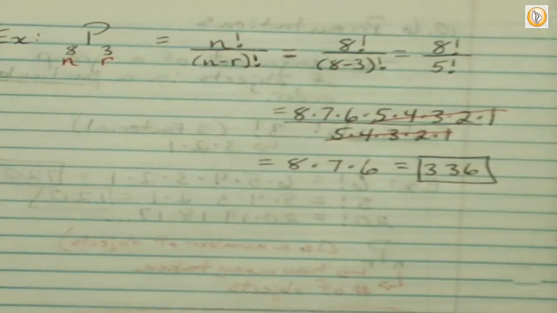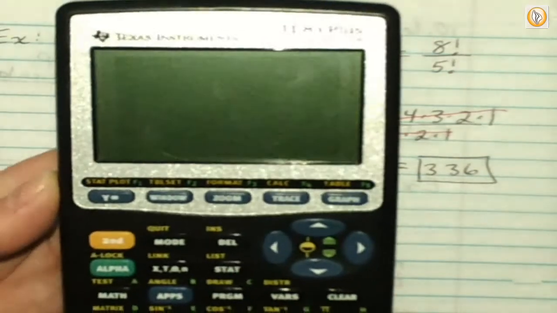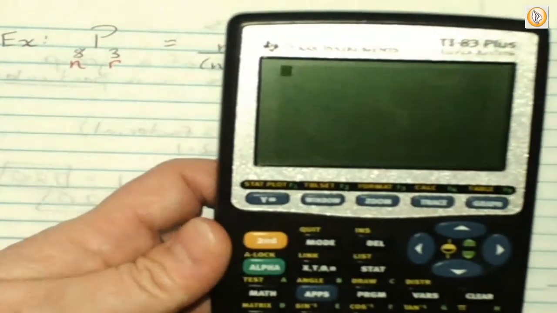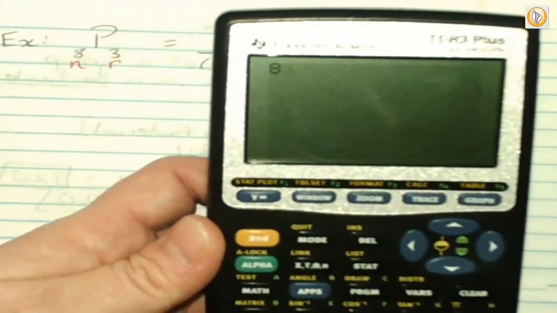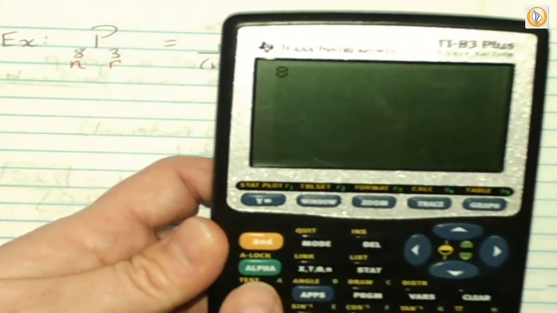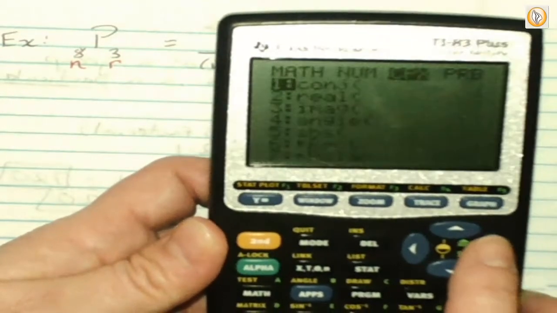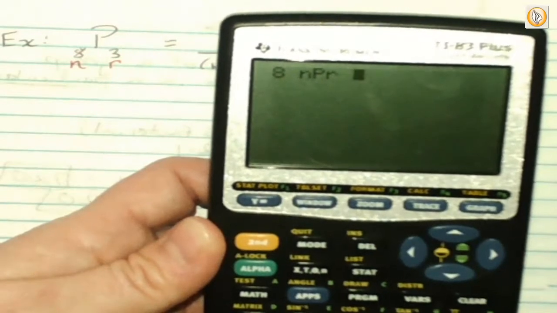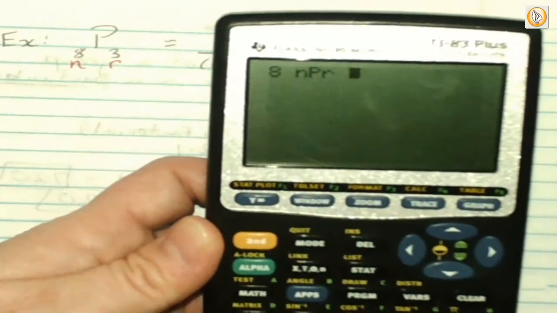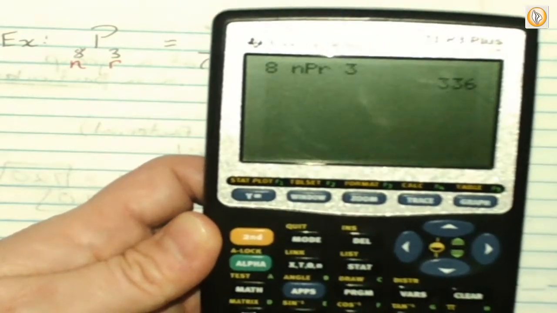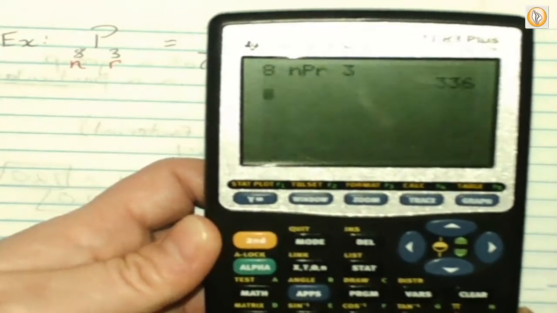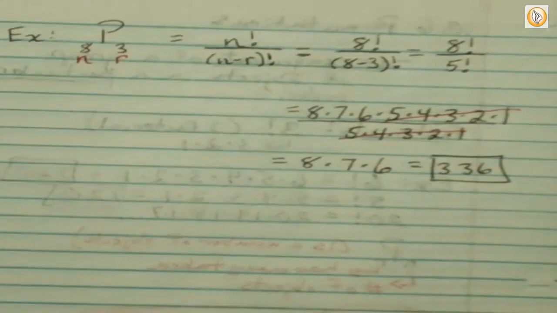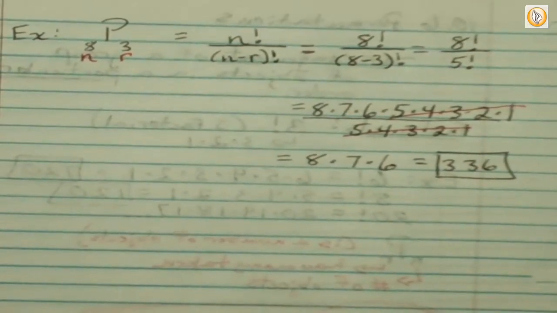Y'all have it? Let's check it out on the graphing calculator. So I have my permutation. I have 8. I hit math, go all the way over here, and it's number 2. And then my R is 3. 336. And that checks. Any questions?